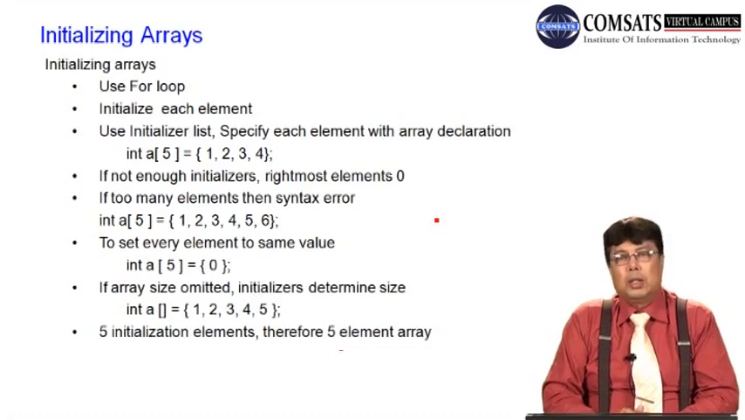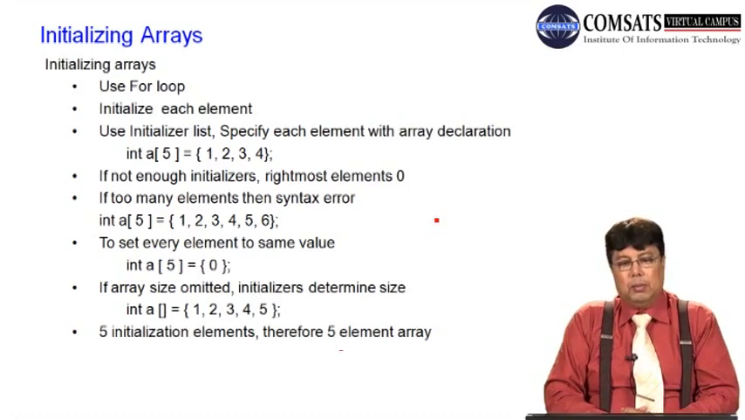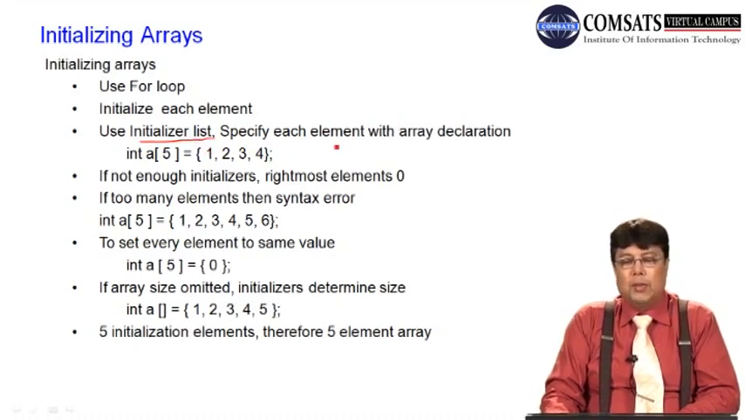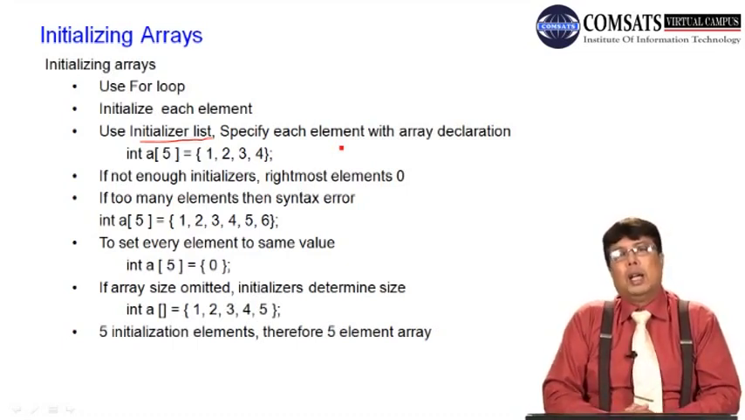We use different methods to initialize the array. One method is to use a loop structure, where we can access each and every element and assign some initial value. That is one way of initializing the array. The second way is to use an initializer list, where we provide the list by specifying each element. We may put data at the time of initialization of an array, just like we put data in a variable at the time we initialize the variable.